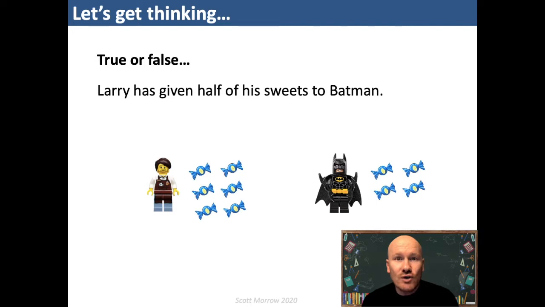What could he do so that he had given half of his sweets away? Well, if he gave Batman a further 1 sweet, they would both have 5 sweets each. They've both got an equal share, so we can say that Larry has half and Batman has half.